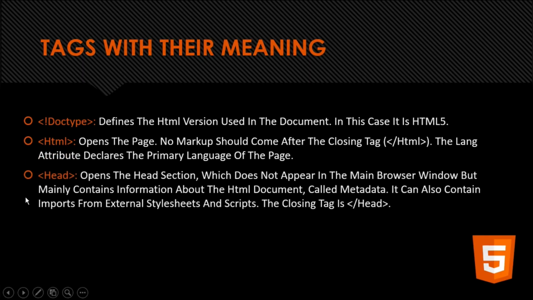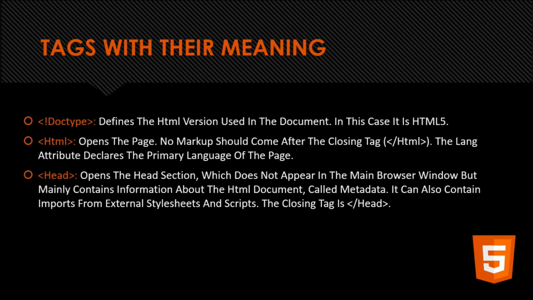And after that, we have got a head tag. It opens the head section, which does not appear in the main browser window, but mainly contains information about the HTML document. If you are writing something in our head tag, it is not shown or does not appear in our web page, in our main browser, but it mainly contains information. We call this information metadata.